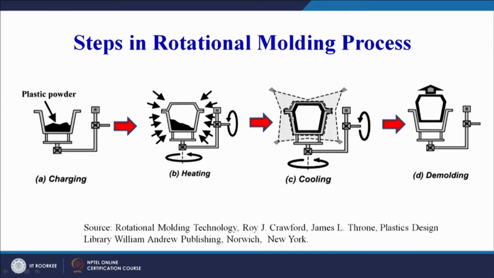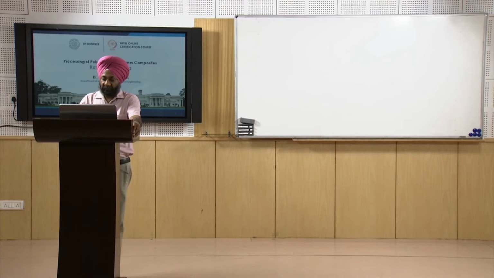Now once the product has become rigid, we are stopping the process. You can see there is no rotation shown here, that is the demolding process. During cooling, rotation is continuing. During demolding, the rotation has been stopped, the mold has been opened, and finally the product that has formed at the inner portion of the rotational mold or the rotating mold is taken out. So these are the 4 major steps in the rotational molding process: charging, heating, cooling and demolding.